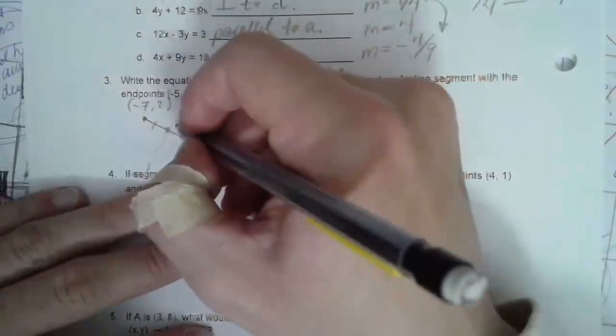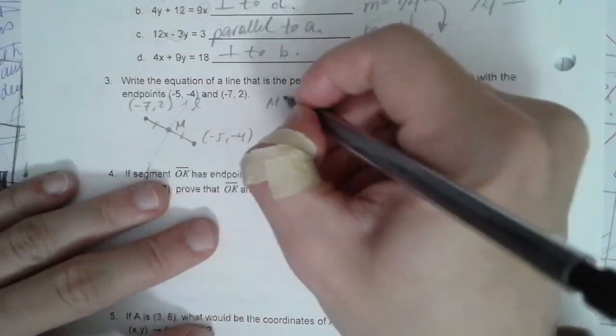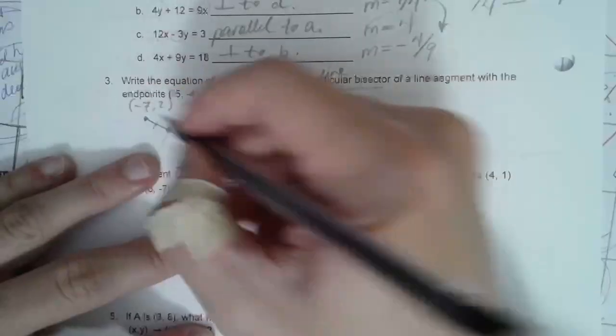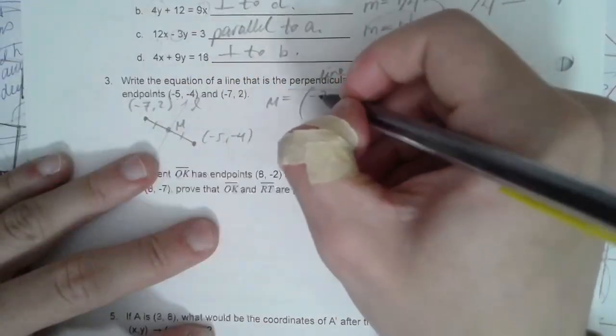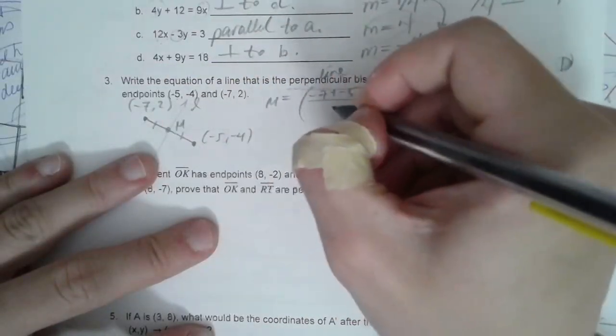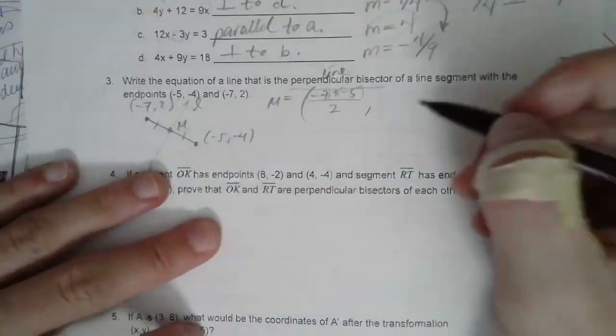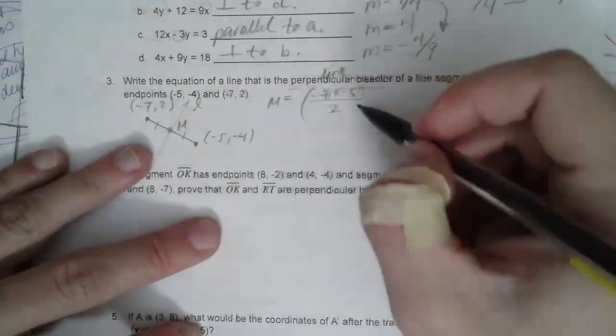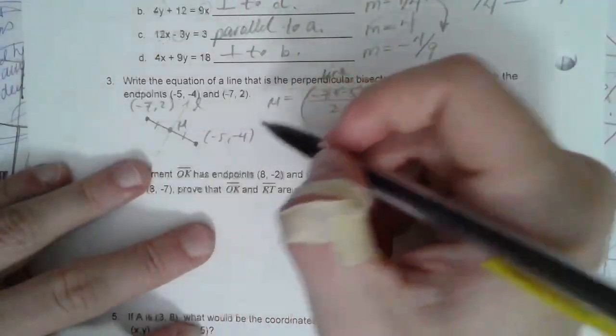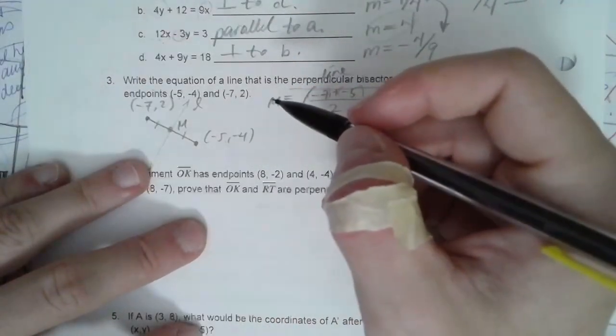Let's see. This midpoint M is given by the sum of the x's, -7 plus -5 over 2, right? This is a midpoint formula. I'm taking a video.